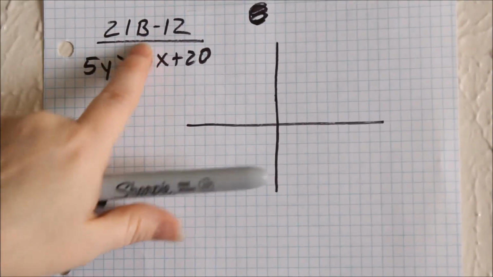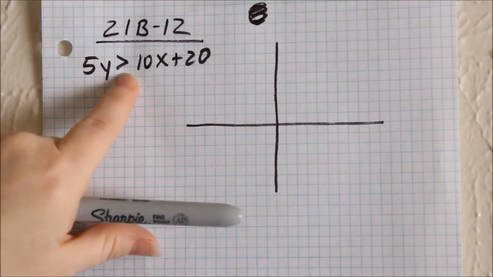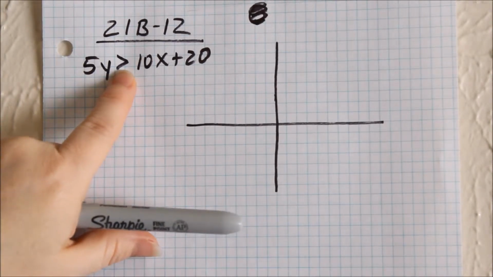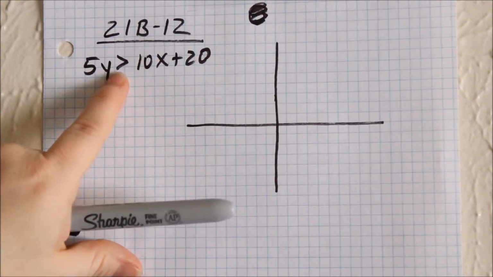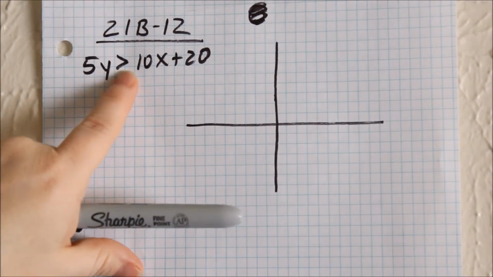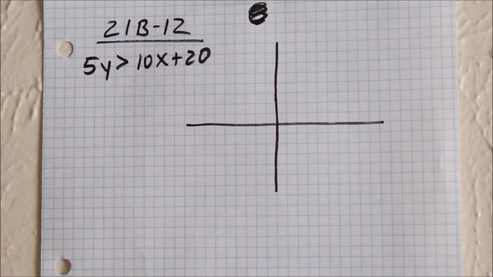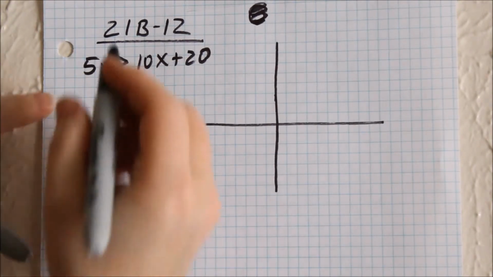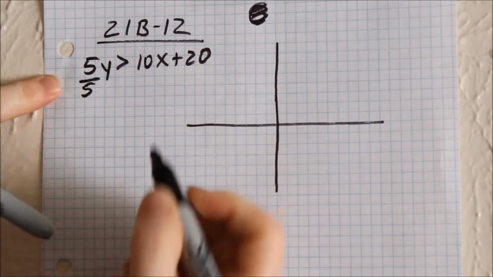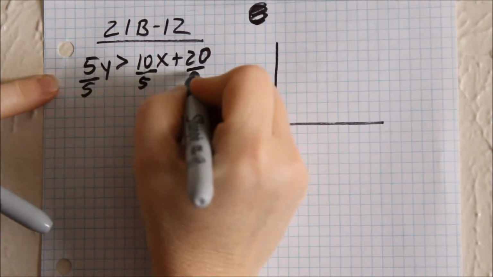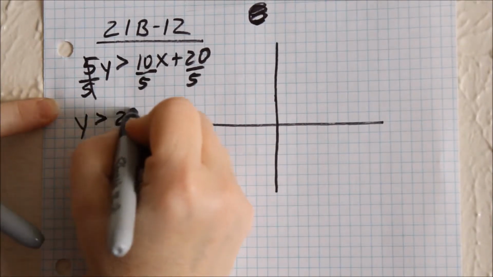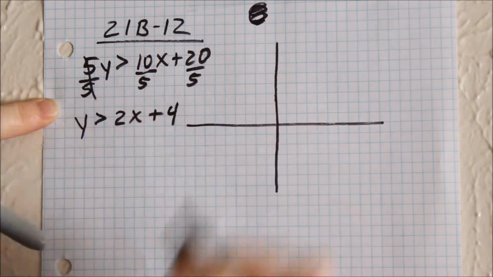Alright, 21b12, we are looking at an inequality because there's not an equal sign. So we have 5y is greater than, you read this from left to right, I came to the bigger opening first, so it's greater than 10x plus 20. In order to graph any line, it needs to be in slope-intercept form. This is not in slope-intercept form because we have this 5 here, so we have to get rid of it. So divide by 5, which means you have to divide everything by 5, which means we have y is greater than 2x plus 4.